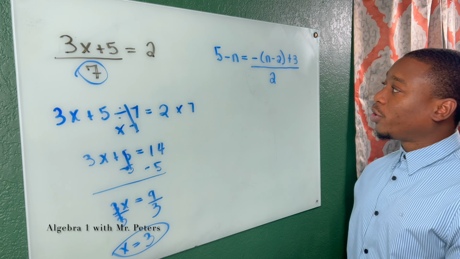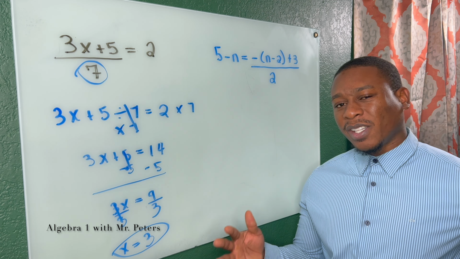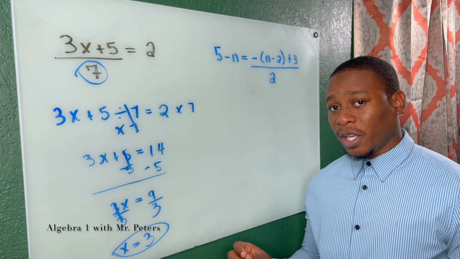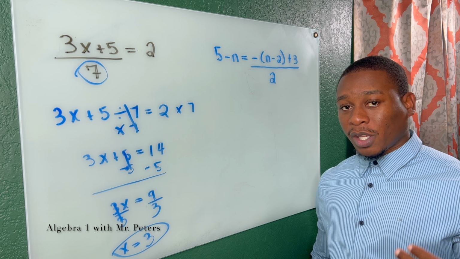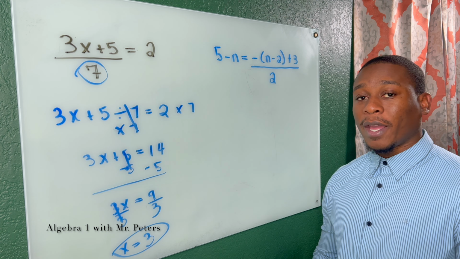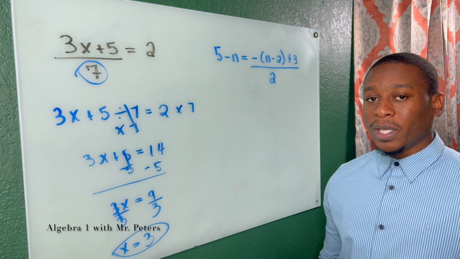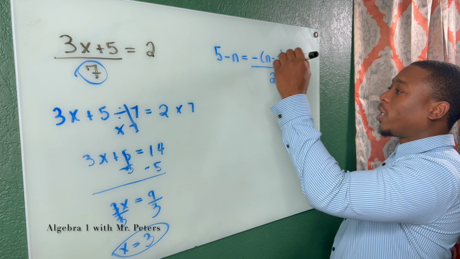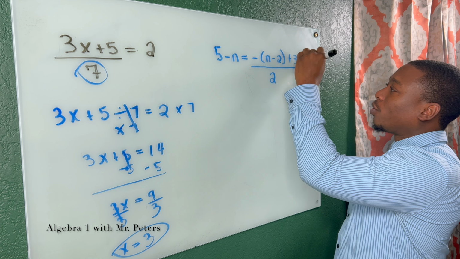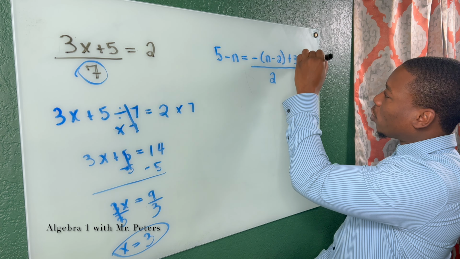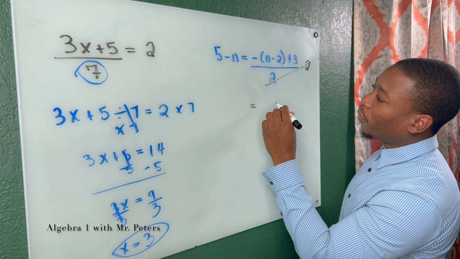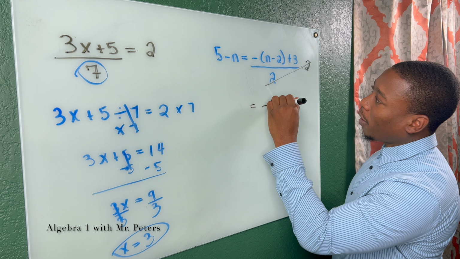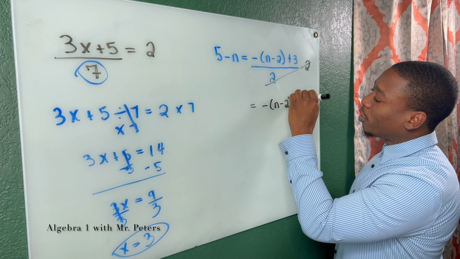Now, problem number 2 is very similar, I should say. It's not the same. But what we need to understand is after we multiply, get rid of that fraction, it is going to be a little bit different. So let's say we keep it like this and we multiply by 2. Right? So 2 cancels out on this side. We're left with the opposite of n minus 2 plus 3.